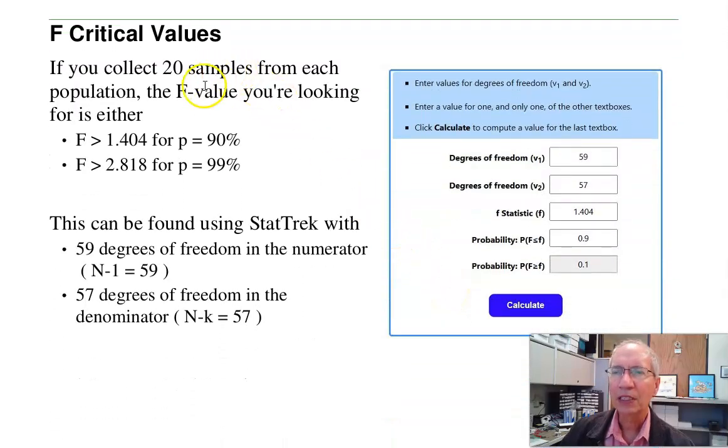So if I collect 20 samples from each population, the F value you're looking for is either 1.4 to be 90% certain or 2.8 to be 99% certain. That can be found using StatTrek. Here's the numerator degrees of freedom, 60 data points minus 1 global mean, and the denominator degrees of freedom, 60 data points with 3 local means. Here's the confidence level, and the F score I'm looking for.